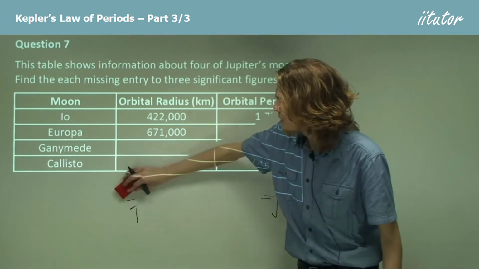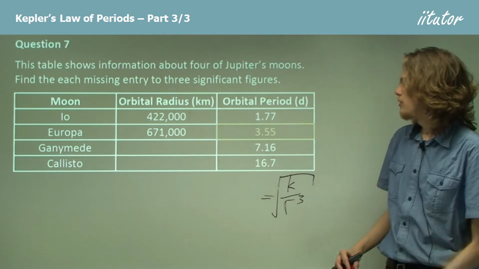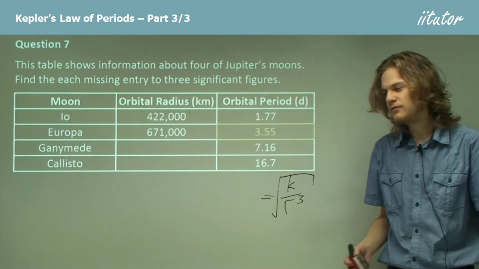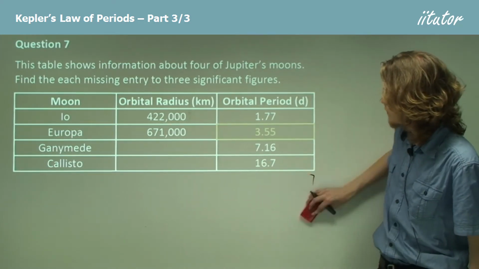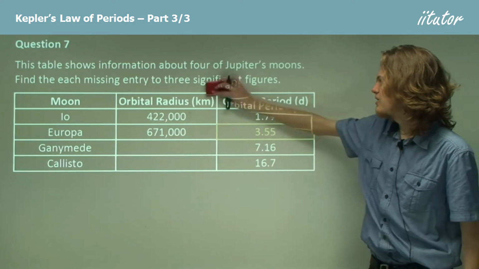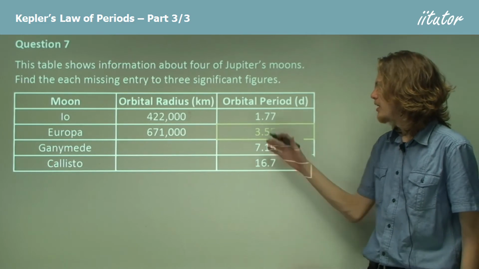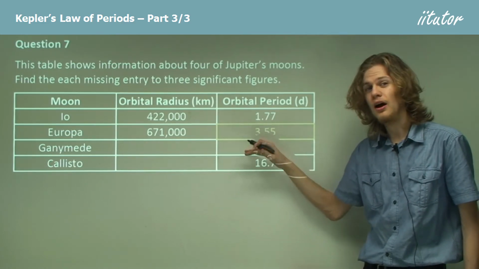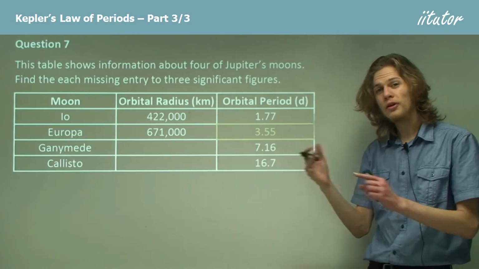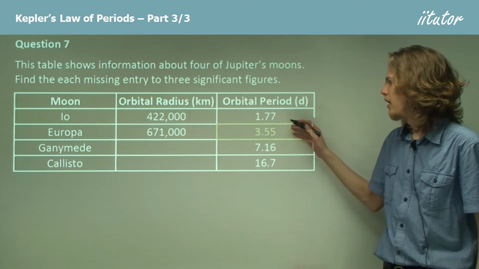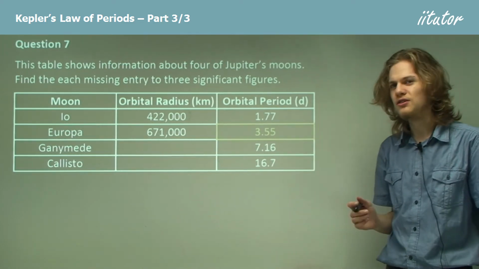And of course, it'll have the same units as what we used initially. So putting that into a calculator, we end up with a value of 3.55 days. If the period was measured in seconds, then this answer would instead be in seconds. As long as we keep the units the same for all the calculations, we don't need to worry about changing them.